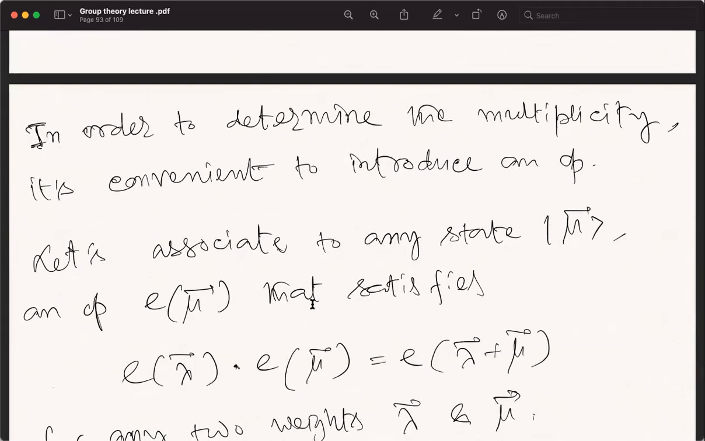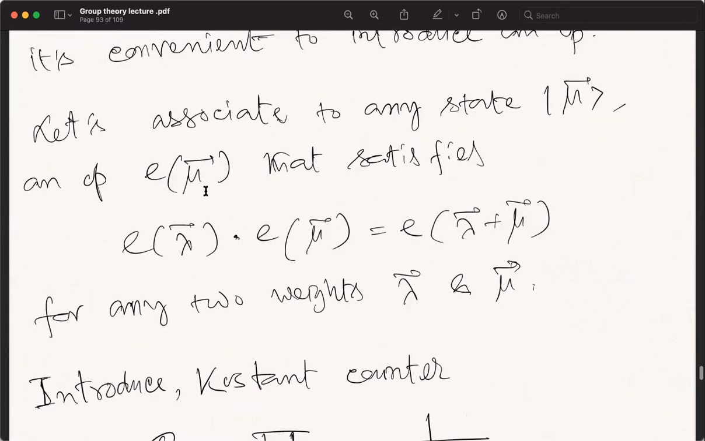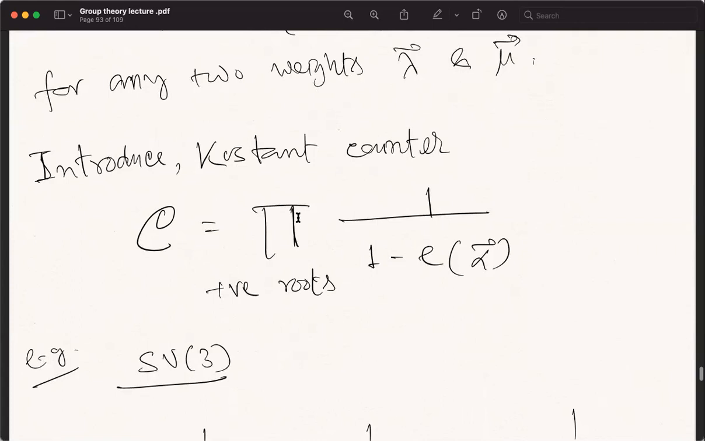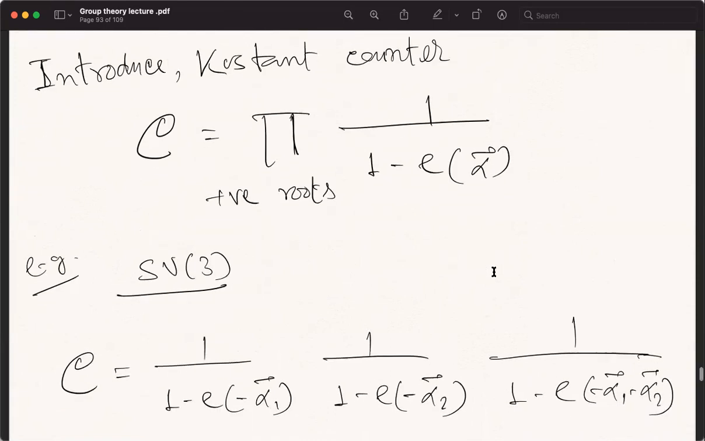Now, in order to determine the multiplicity, it is convenient to introduce an operator, such that associated with the operator, we can identify those numbers. So let's associate to any state nu an operator e nu, which satisfies e lambda times e mu equals e lambda plus mu. You can think of it like an exponential operator or map for any two weights lambda and mu. Now we'll define something called the constant counter, which is a product over all positive roots of 1 by 1 minus e alpha, where alpha are the positive roots.